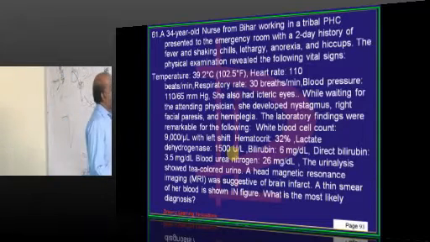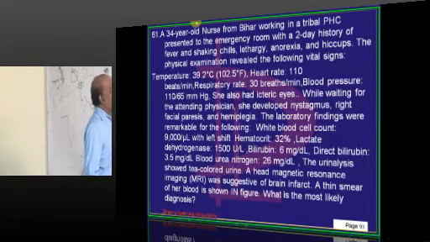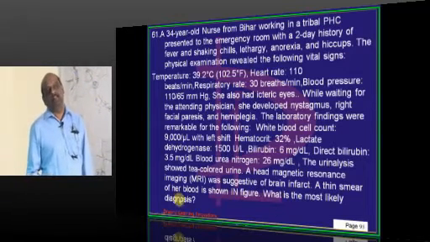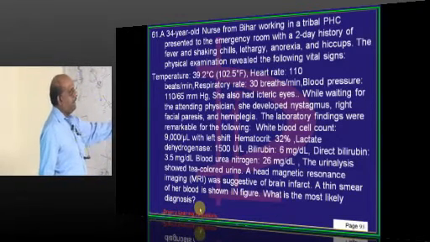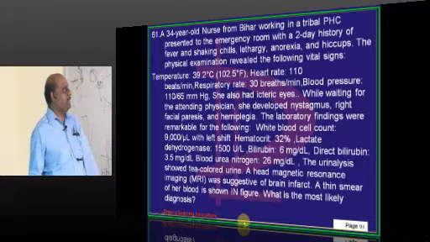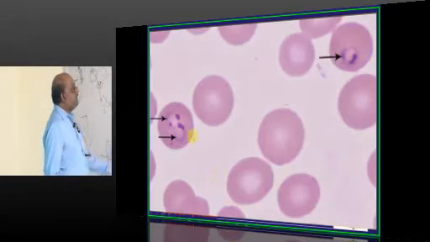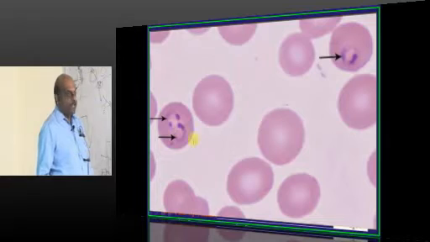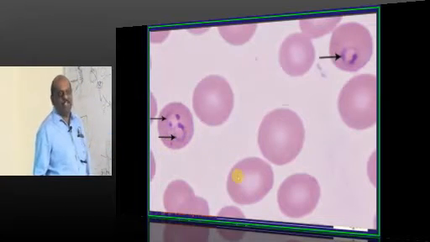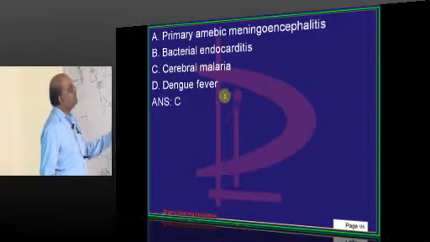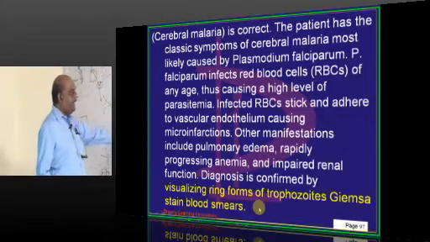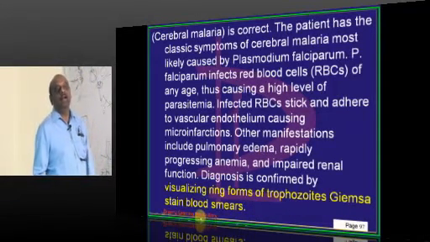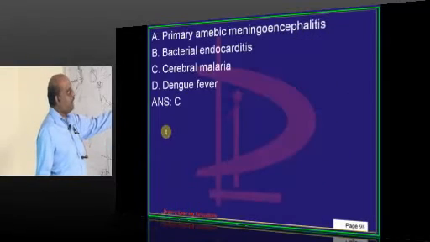A 34-year-old sweet-looking nurse from Bihar working in a tribal PHC has got a very high temperature, and all her clinical findings have been given, and a thin smear has been taken. What do you find in this? Band forms, trophozoites of Plasmodium falciparum. So that is the reason it is a case of cerebral malaria, where the ring forms of trophozoites are seen inside the RBC, is what needs to be remembered.